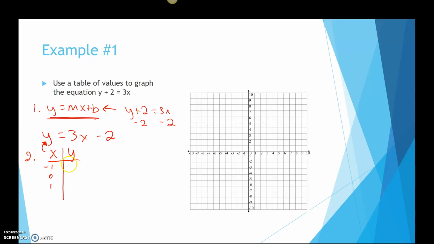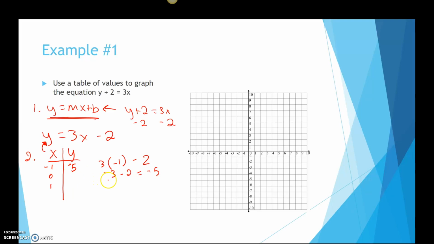What I'm going to do with these x values is plug them into this equation that I just put together and solve for y. So here I have 3 times x, well x is -1, minus 2. 3 times -1 is -3, minus 2 is going to give me negative 5. So that'll be my y.